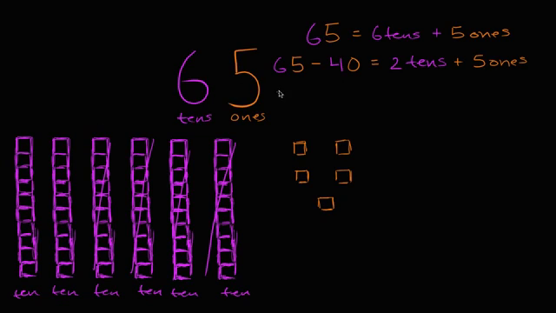So we can write 65 minus 40 is equal to, let me do the ones in that orange color, another way of saying 2 tens is by putting a 2 in the tens place, and then we have 5 ones, a 5 in the ones place. So 2 tens plus 5 ones, or 25.